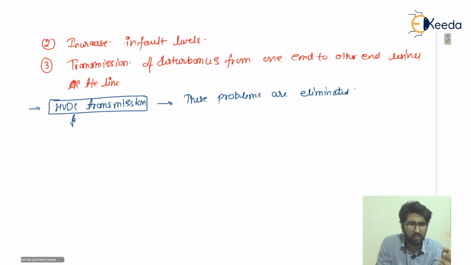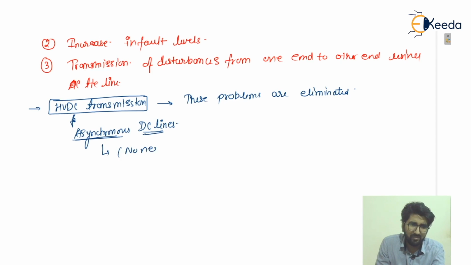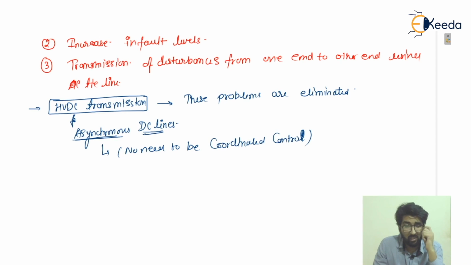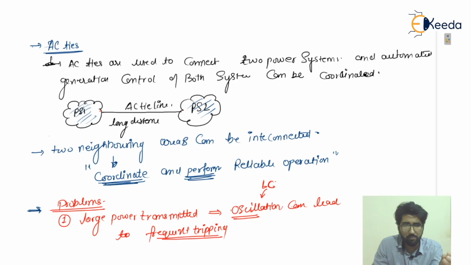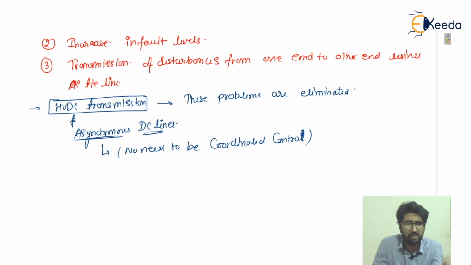and this also holds in asynchronous DC lines. So I can write: no need for coordinated control. Control is not required, because it is more than enough. Whatever we are planning for connecting power system 1 and power system 2 can be performed without coordinating the power systems in the HVDC transmission.